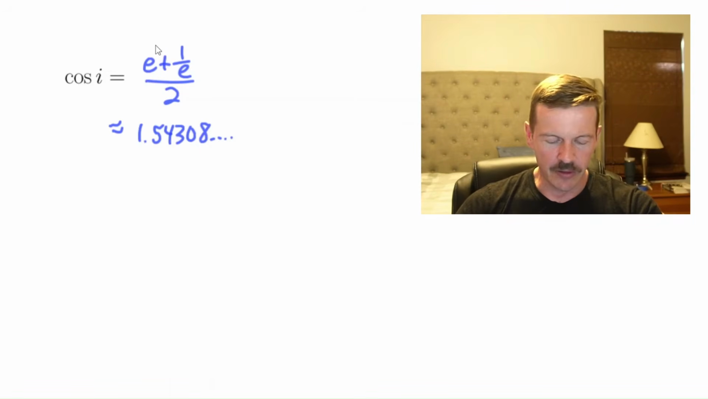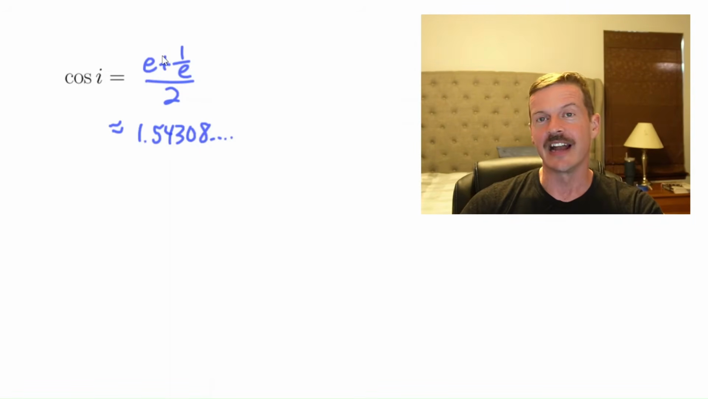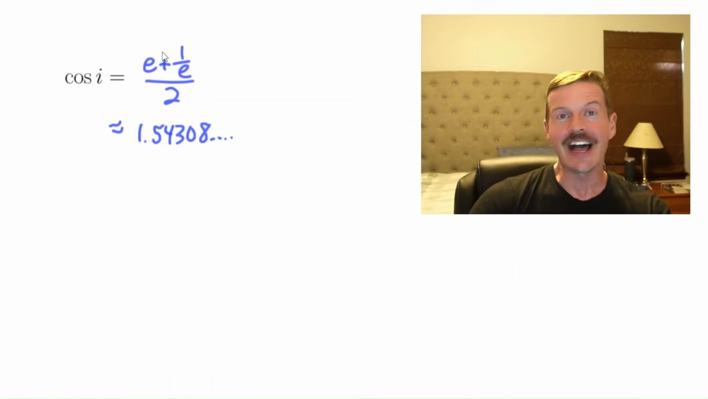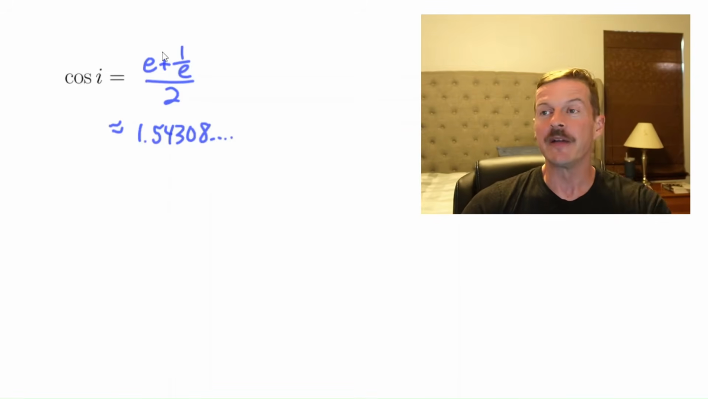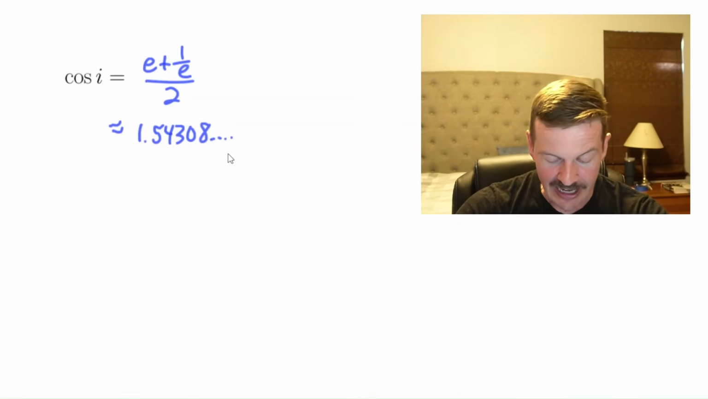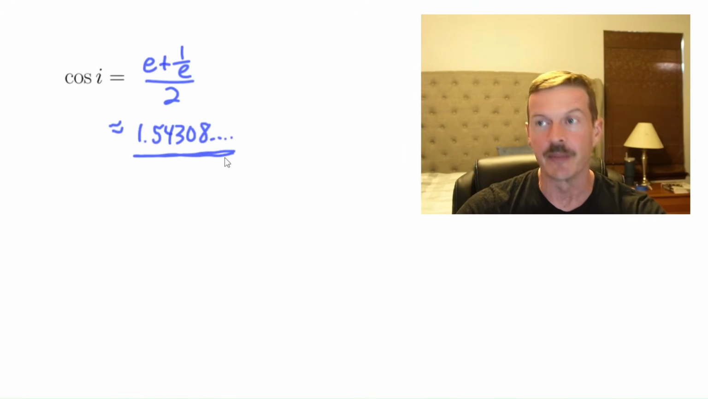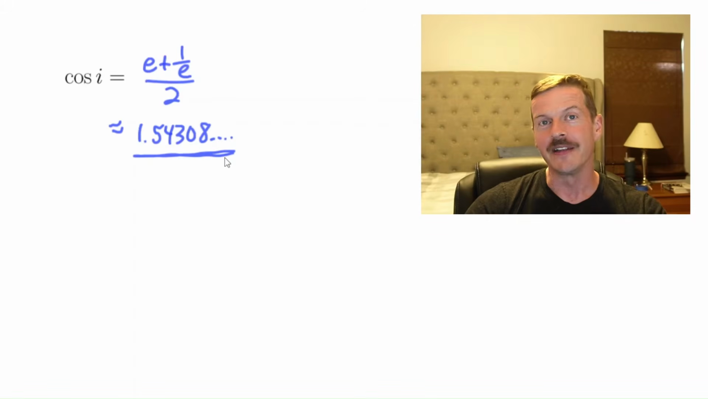And second of all, notice that we're getting a real number as an output. And it's not clear why we should expect cosine of i to be a real number. In fact, sine of i is not a real number, and I'll explain a bit about that at the end of the video. But cosine of i is a real number. And not only is it a real number, it's a real number that's bigger than 1.